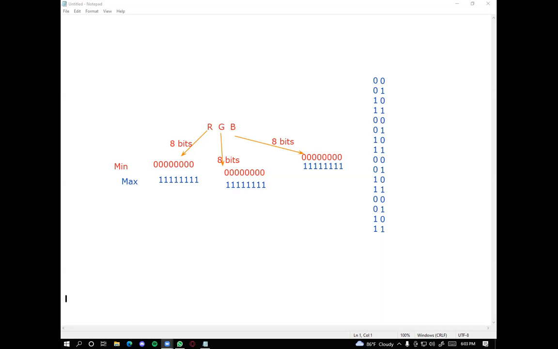The third digit is 0, 0, 0, 0, 1, 1, 1, 1. Then 0, 0, 0, 0, 1, 1, 1, 1. This is the third digit. The fourth digit is double of that: 0, 0, 0, 0, 0, 0, 0, 0, 1, 1, 1, 1, 1, 1. That is the fourth digit.